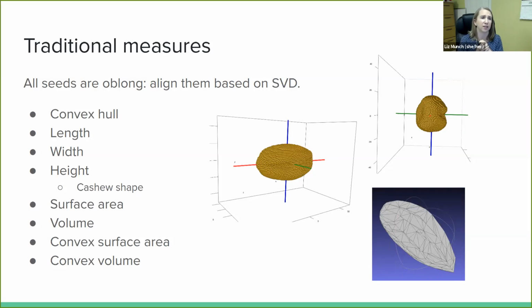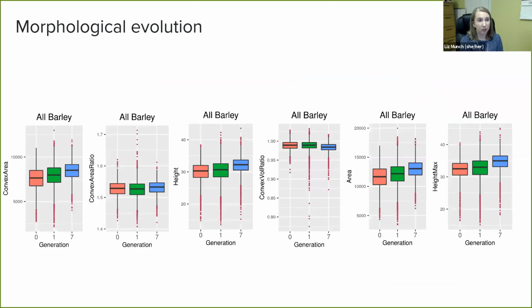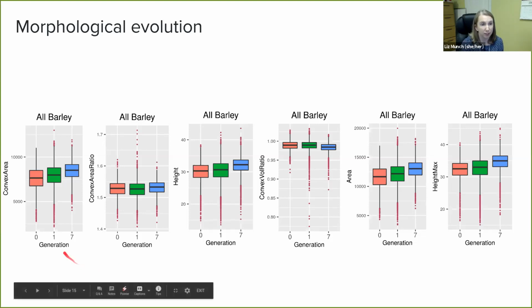We can do some traditional measures now that we've got all these scans, and we can do it a heck of a lot faster this way than with the traditional biology method, which is to get an undergrad to sit there and measure lengths of all of these seeds. From that, we can start looking at how the morphology changes over the generations of the different hybrids.